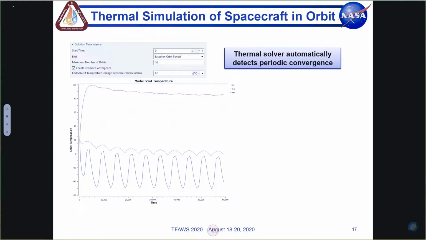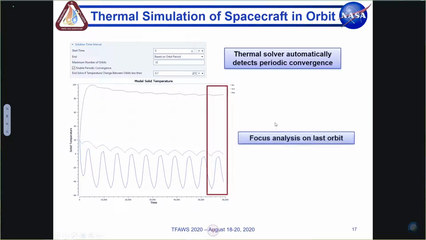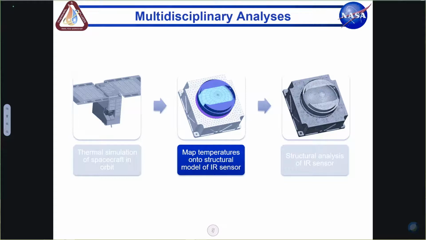The solution is run up to a maximum of 10 orbits, but we actually have the ability to detect periodic convergence. So this takes a lot of the guesswork out of when to stop a solution. How do you know that you reached some sort of periodic steady state? The solver does that. And so we just set it to some large enough number of orbits, and then we allow the solver to figure out where it's reached a periodic steady state. And then we focus our analysis on the last orbit, because that's where we know, okay, that's the cycling of the temperatures and everything that we're going to be seeing while this thing is in operation.